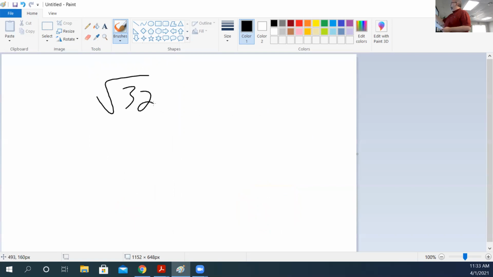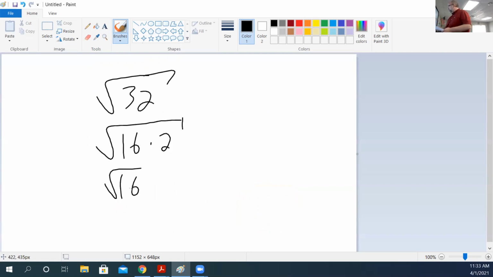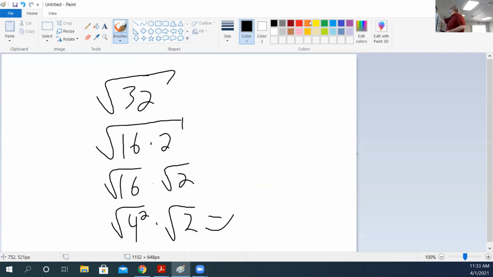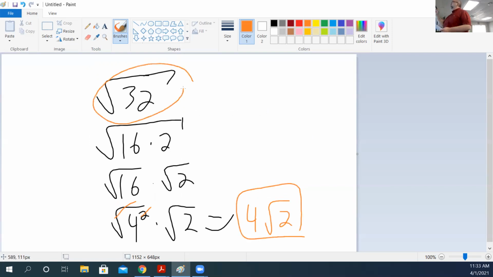We can do square root of 32. I see 16 as a factor, and 16 times 2 gives me 32. So I can split them up like that and replace 16 with 4 squared. Cancel. So our answer is 4 times square root of 2. That is the square root of 32.